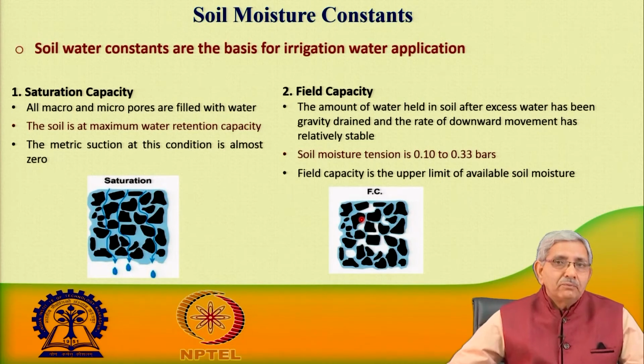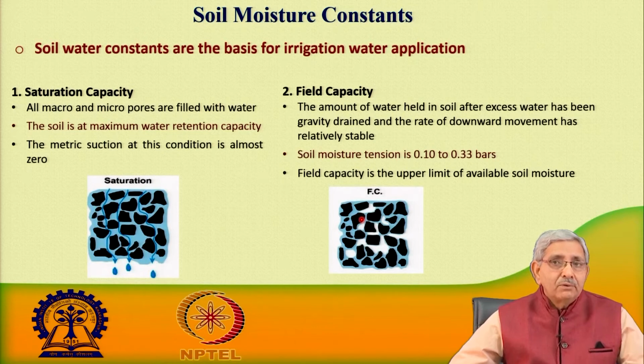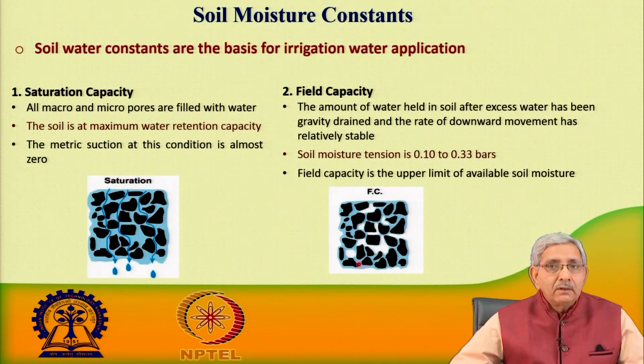Now, there is a range for field capacity, with the value given as 0.1 to 0.33 bar. This is soil moisture tension, meaning a negative pressure. So, the negative pressure available is from 0.1 to 0.33 bar, depending on the particular texture. This is the upper limit of available soil water content from the irrigation point of view.